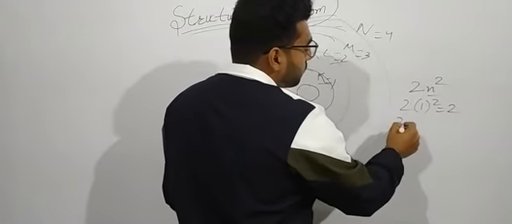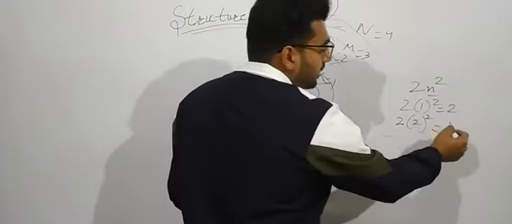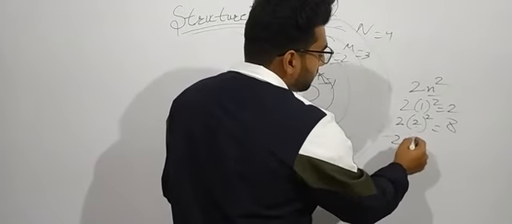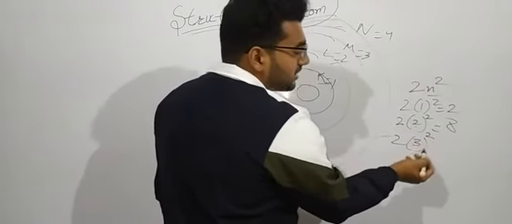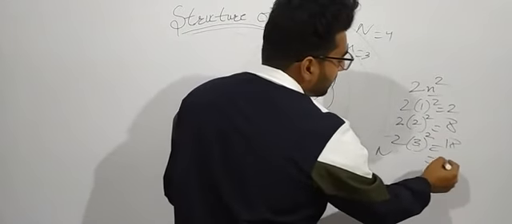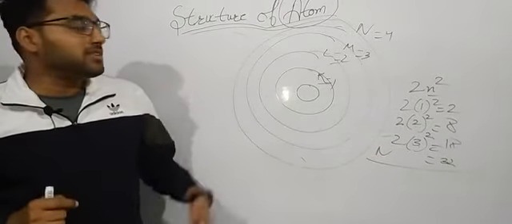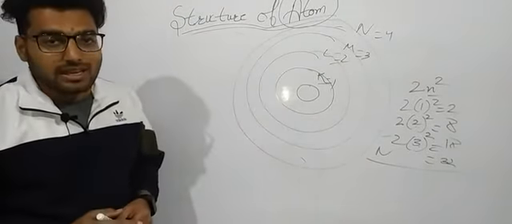For L, we have to put 2 in it. It will be 2 times square of 2, which is 4, so 2 times 4 is 8. For M, square of 3 is 9, 2 times 9 is 18. And for N, it will be 32. So these are the capacities of these particular orbits to hold the electrons.